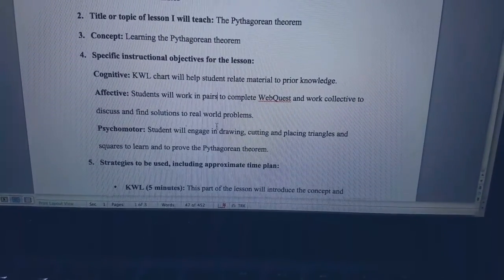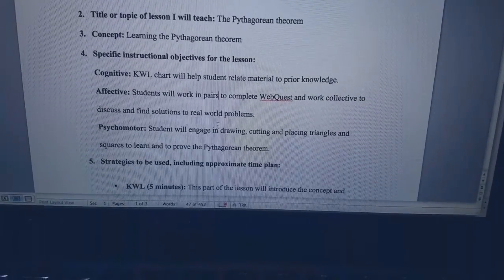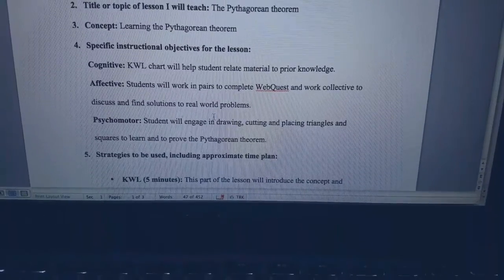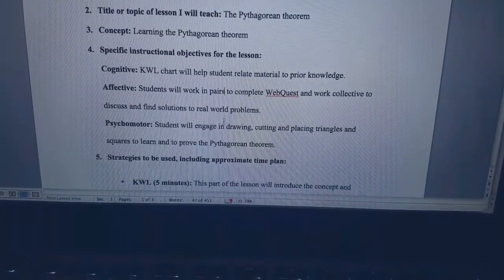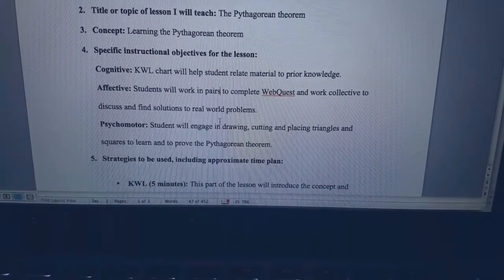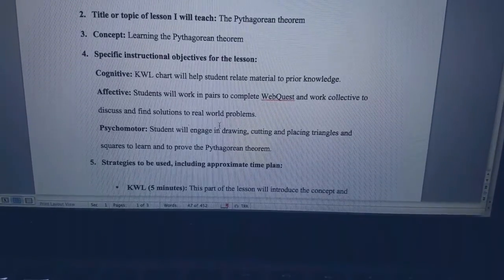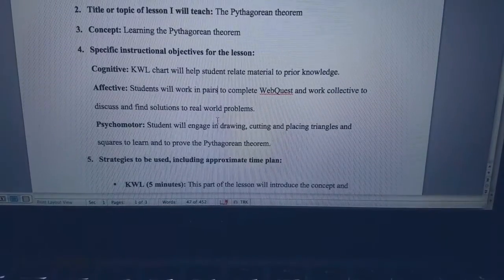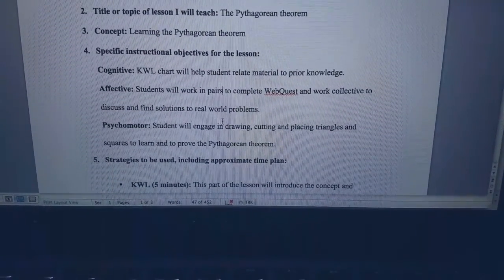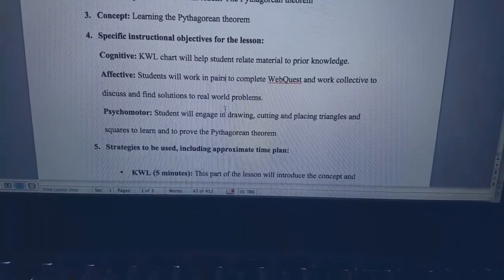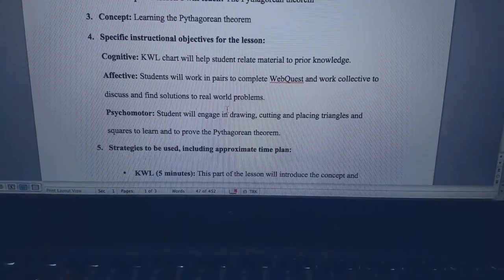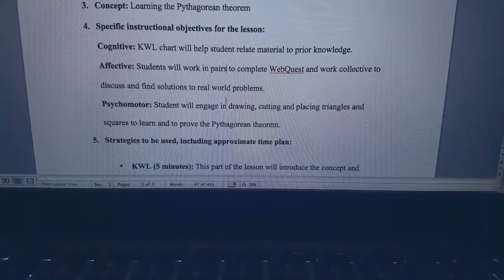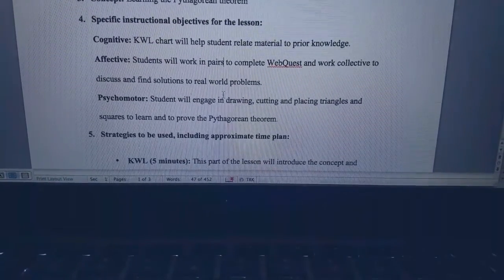To develop students' cognitive abilities, a KWL chart will be provided, and it will help students relate material to prior knowledge. For affective abilities, students will work in pairs to complete a web quest and work collectively to discuss and find solutions to real-world problems. And to develop their psychomotor skills, students will engage in drawing, cutting, and placing triangles and squares to learn and prove the Pythagorean theorem.